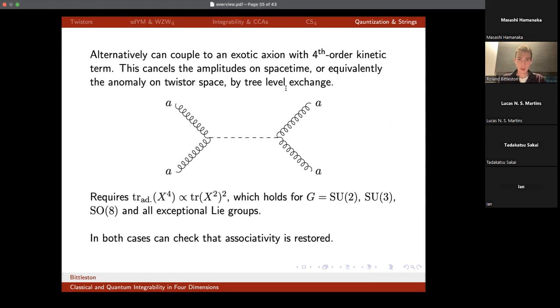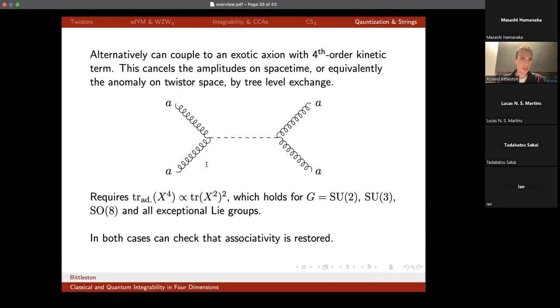There's another way to cancel the anomaly, which perhaps seems a little strange, which is to couple to an exotic axion, which has a fourth-order kinetic term. So this cancels the anomaly by tree-level exchange instead of by running through the loop. So this is the diagram that cancels it. It's an axion, so what that means is the interaction vertex looks like scalar times trace F squared. And so this is just the scalar trace F squared vertex, scalar trace F squared vertex.